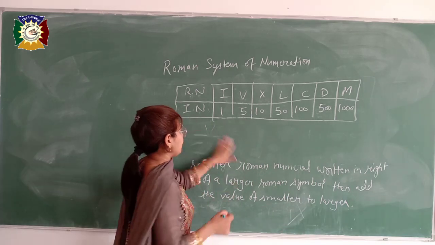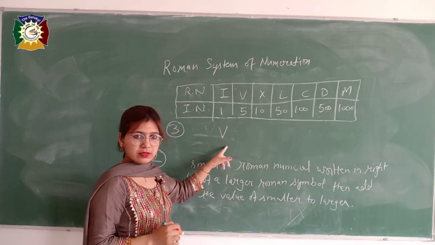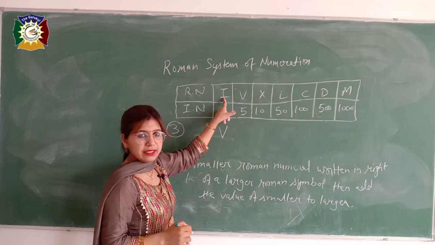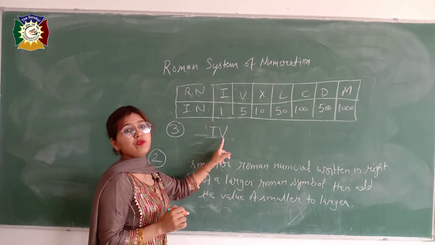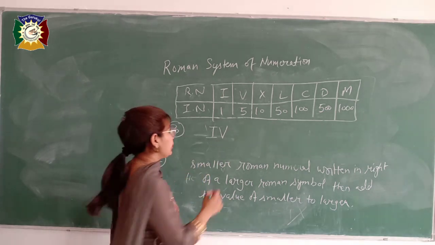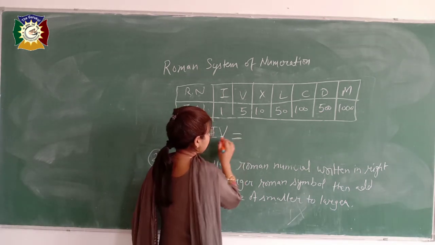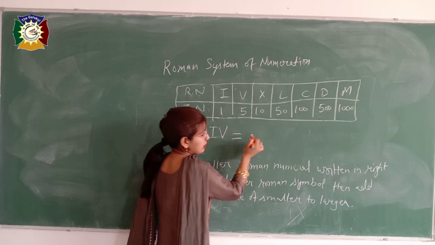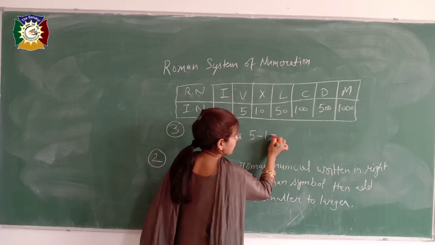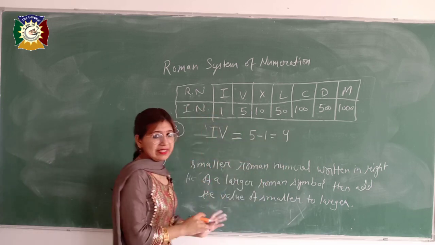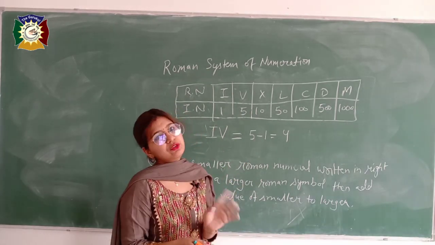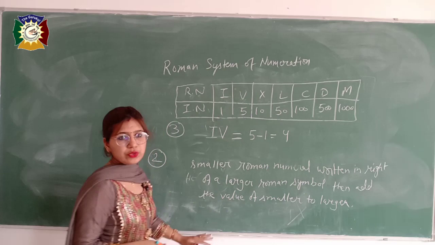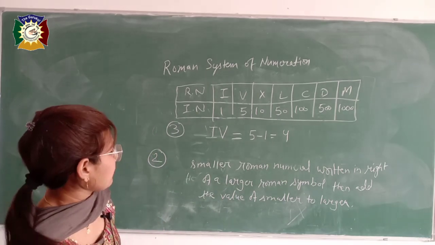See, if it is written like this, this is larger than I. If I write I in the left of the larger symbol, that time you have to subtract the value of I from the larger one. That is 5 minus 1 is equal to 4. If it is in the right, that time you have to add. If it is in the left, that time you have to subtract. Hope it is clear to you. Understand?